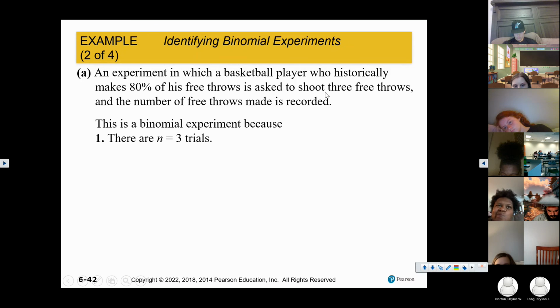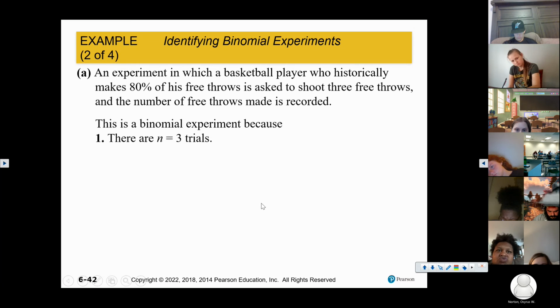There are a fixed number of trials. How many is he going to throw? 3. Fixed number of trials. Trials are independent. If he throws a free throw and misses it, is that going to affect, technically, his next free throw?